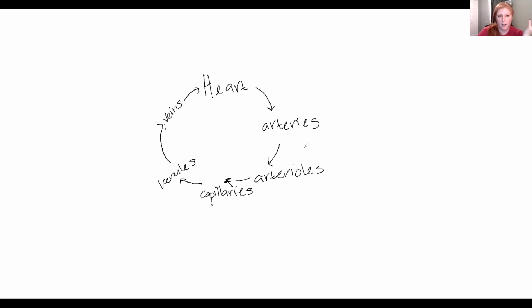So this is how I think about it. Heart's at the top, capillaries are at the bottom, kind of like a clock. So we go from the heart to the big vessels, to the medium vessels, to the tiny tinies, and then we come back up the other way, because at this point, when we're heading in this direction, the blood is now deoxygenated.